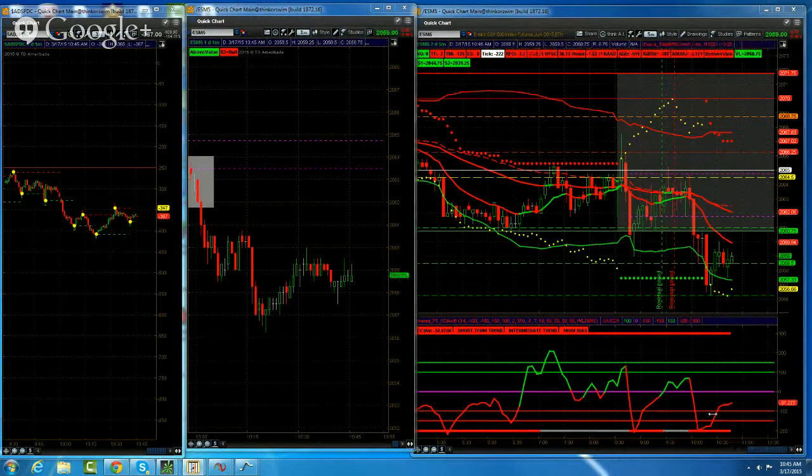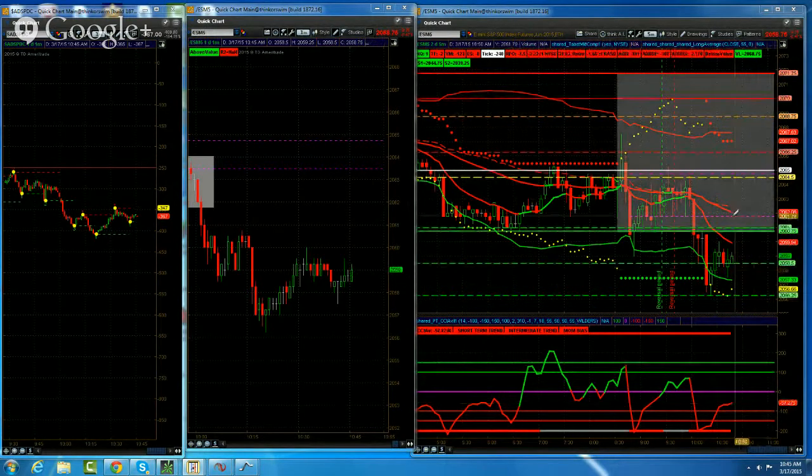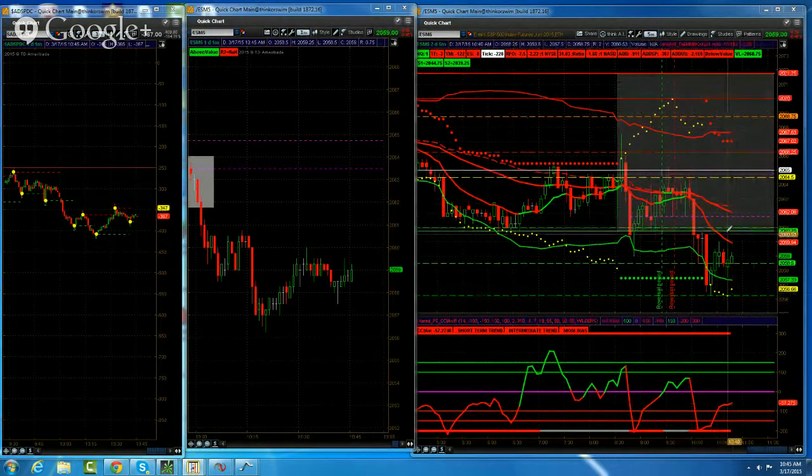Also, this has stopped rallying and kind of flattened out. But these are not overdone. They are slowly ascending down.